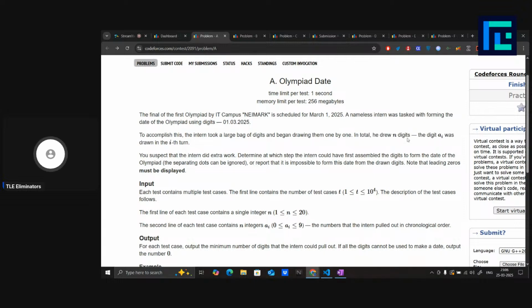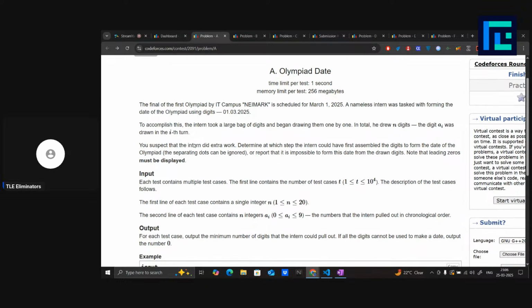The digit a_i was drawn in the ith turn. We suspect that the intern did extra work. Determine at which step the intern could have first assembled the digits to form the date of the Olympiad, or report that it is impossible to form this date from the drawn digits. Note that leading zeros must be displayed.